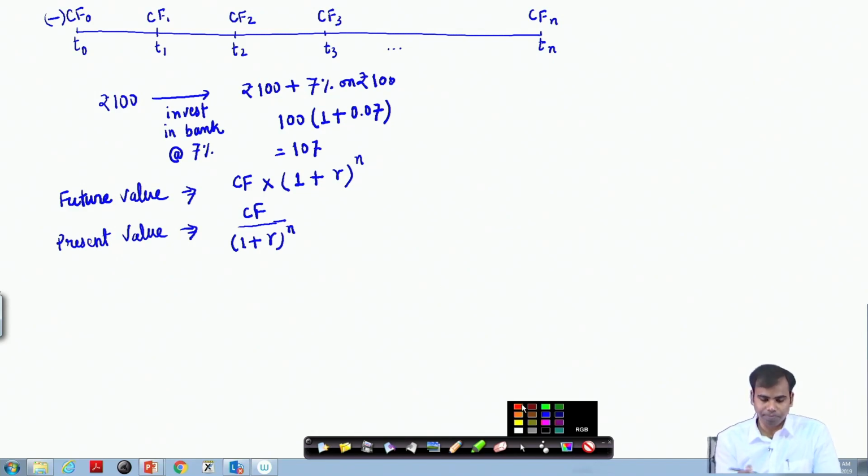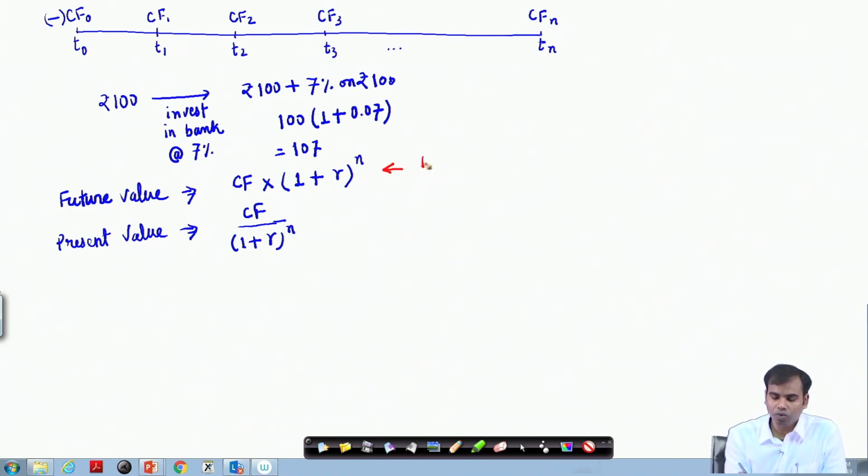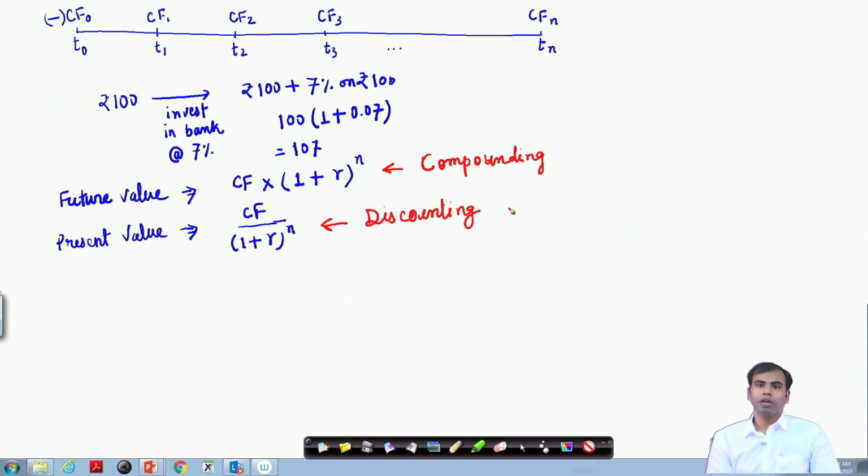So, if you try to give it a name here, this is known as the compounding method and this particular thing is known as the discounting method. When we have compounding, we try to calculate the future value of cash flows, which are basically present cash flows, and if we are using the discounting method, we are using basically the present value of future cash flows.